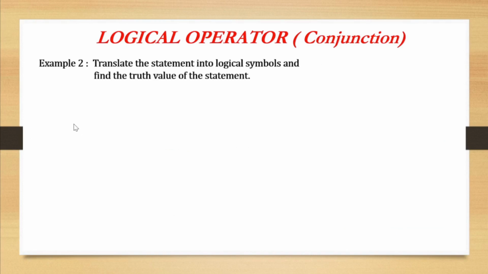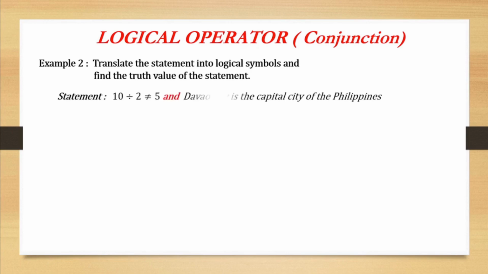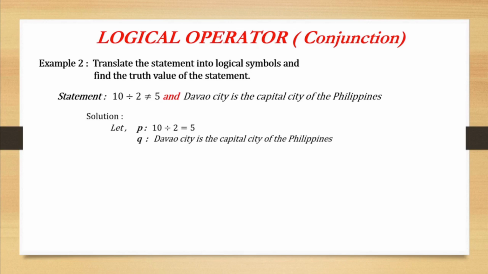Example number 2. Translate the statement into logical symbols and find the truth value of the statement. The statement is 10 divided by 2 is not equal to 5, and Davao City is the capital city of the Philippines. Let P be the proposition 10 divided by 2 is equal to 5. Let Q be the proposition Davao City is the capital city of the Philippines.